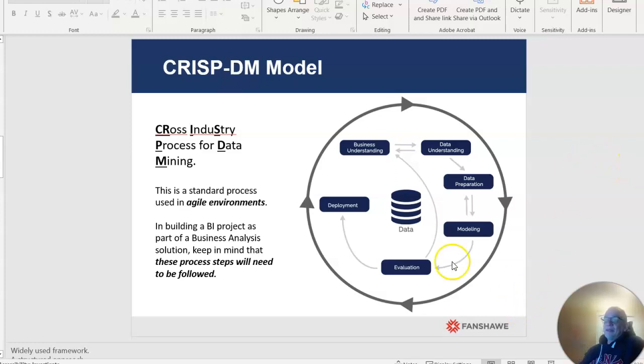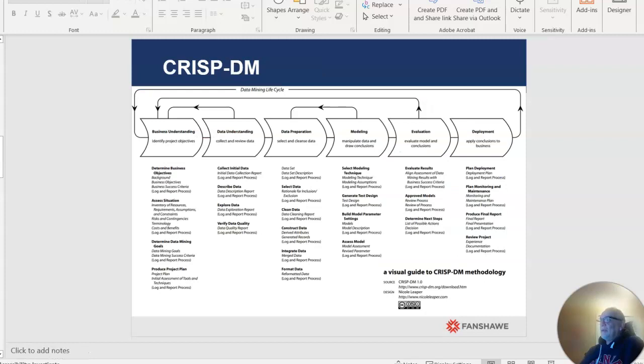So the next slide here just kind of walks us through some of what I just talked about. So have a peek at the different phases or stages of the CRISP model. You can be tested on that, or could be tested on that.